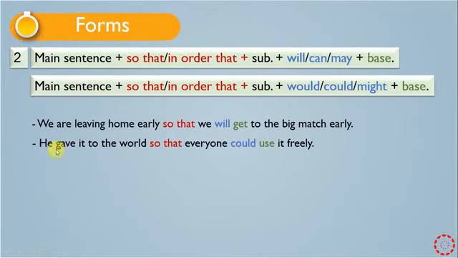The second example: he gave it to the world so that everyone could use it freely. After so that we have everyone, which functions here as a subject, and then we have could, and then we have use, which is base.